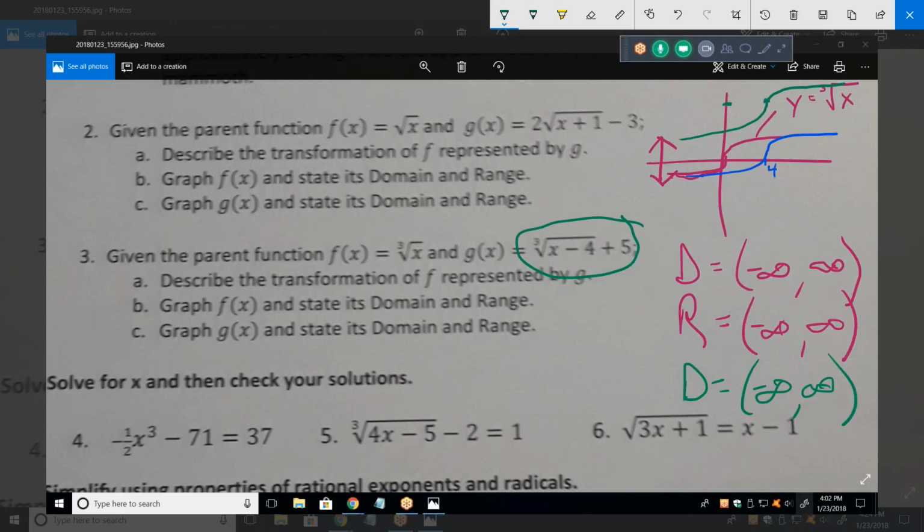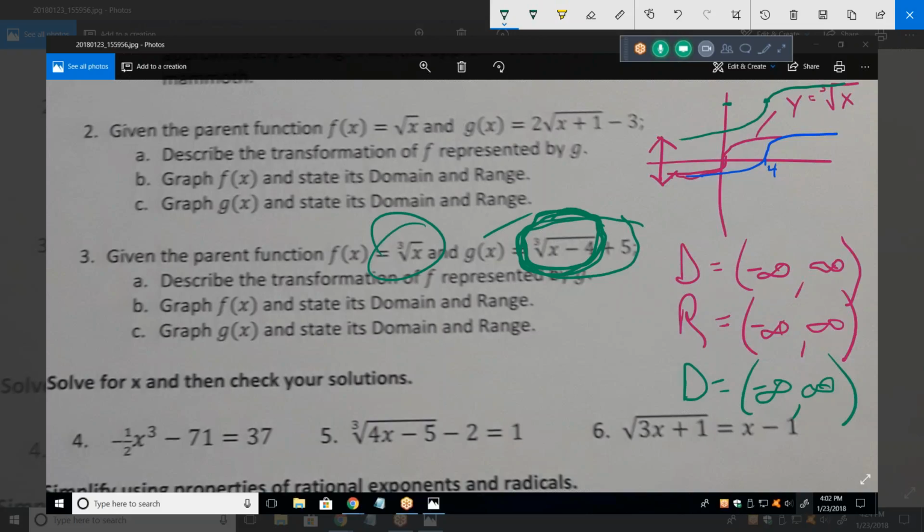And is there any number that you can't put in there? In other words, is there any number that creates problems, like division by 0 or taking the square root of a negative number? No, there aren't. In other words, the transformation, g of x, has exactly the same domain as f of x did, because there's no restriction when you take cube roots. You can take cube roots of plus or minus numbers.